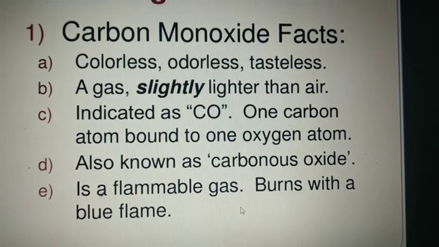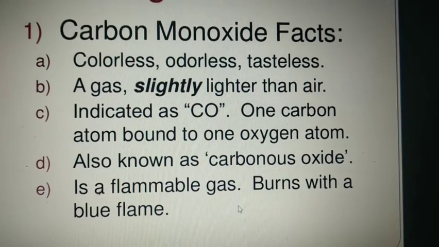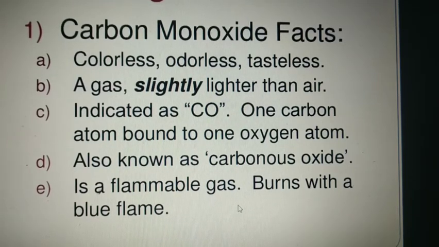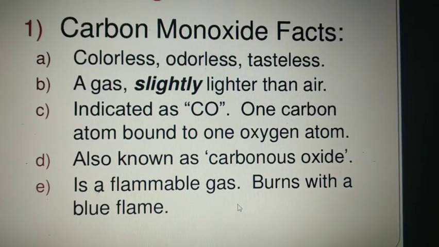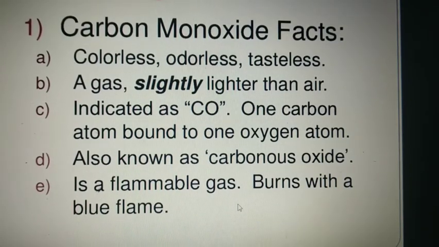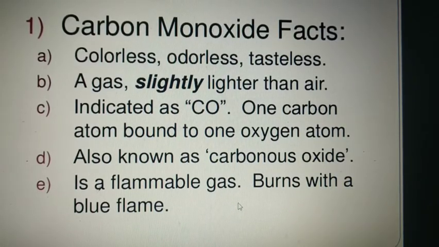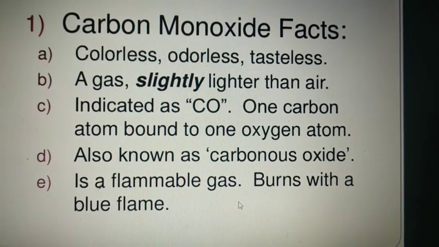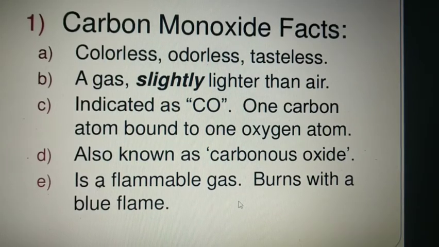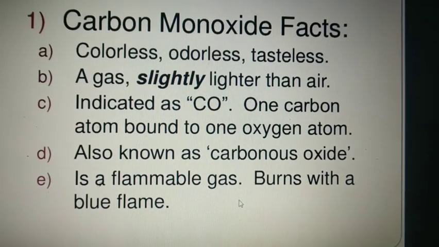What is carbon monoxide? What are the properties? So the first properties which you can see is carbon monoxide is a colorless, odorless, poisonous gas. It is a gas slightly lighter than air. We indicate this carbon monoxide as CO, one carbon atom bound to one oxygen atom. This is also known as carbonous oxide. It is a flammable gas, burns with a blue flame.